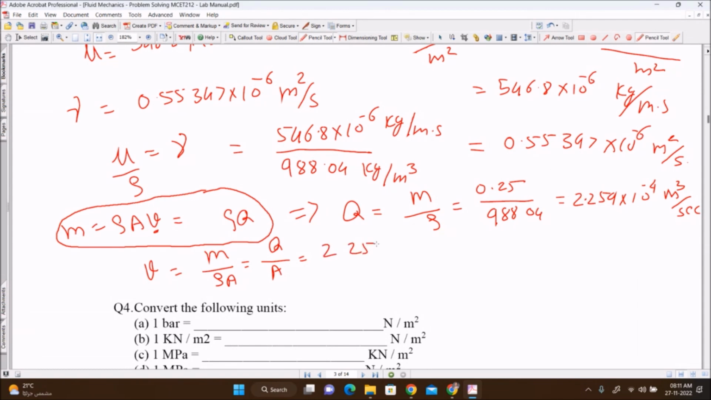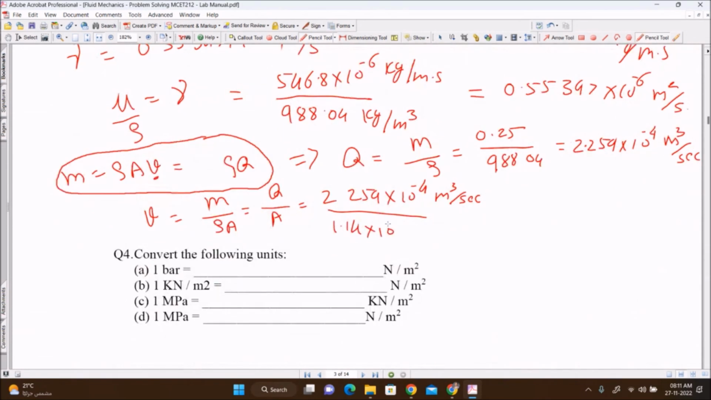2.259 into 10 to the power minus 4 meter cube per second divided by area. Area is 1.14 into 10 to the power minus 3 meter square. So meter cube and meter square get cancelled, giving meter per second, and the answer for velocity is 0.2219 meter per second. Once we know the velocity, we can find out the Reynolds number.